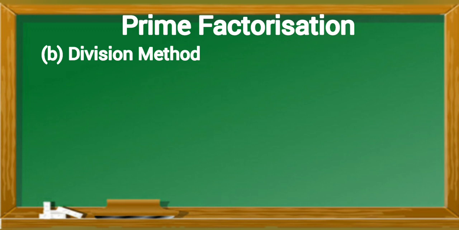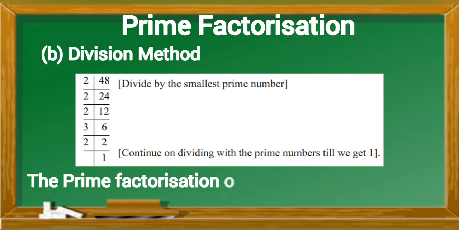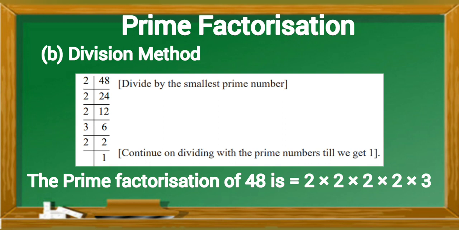B. Division method. In this method, we start dividing the given number by the smallest prime number and continue division by prime numbers till we reach 1. The prime factorization of 48 is equal to 2 times 2 times 2 times 2 times 3.